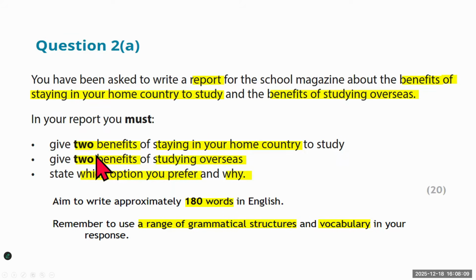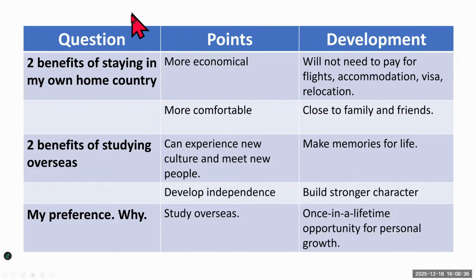So in your report, you must give 2 benefits of staying in your home country to study. So put this in 1 paragraph. And the next paragraph, give 2 benefits of studying overseas. And in your final paragraph, state which option you prefer and why. So for clarity, I have put the question and the points in a table. So let's look at the 3 bullet points again. 2 benefits of staying in my own home country, 2 benefits of studying overseas, and my preference and why.